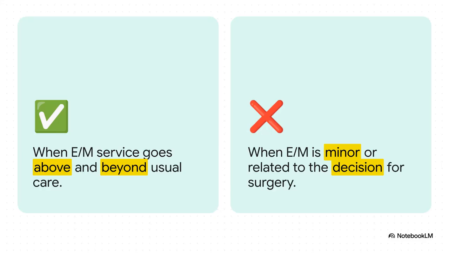So, when do we actually use it and when do we absolutely avoid it? The rule of thumb here is you append 25 when the E&M service goes completely above and beyond the usual pre- and post-operative care for a procedure. You absolutely do not use it when the E&M is just minor routine care for that procedure. Oh, and if the E&M service led to the decision for surgery, don't use 25. For that, you'd actually use Modifier 57.